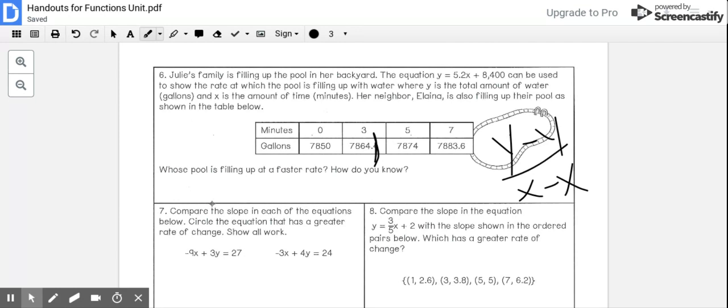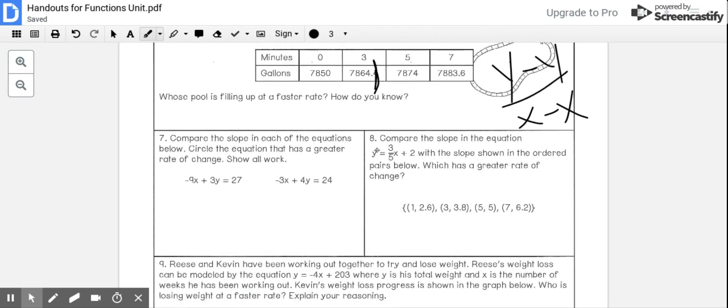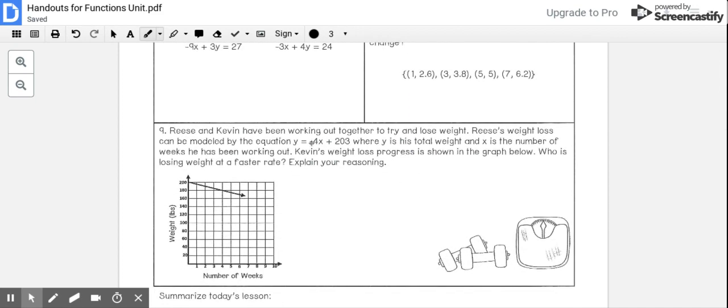I want you to skip number 7 because these are not in the correct form, so I'm going to show you that tomorrow. Number 8, you compare the slope and the equation. So here's your equation. And then it says with the slope in the ordered pair. So remember how to find slope again, y minus y over x minus x, and see which one has the greater rate of change.